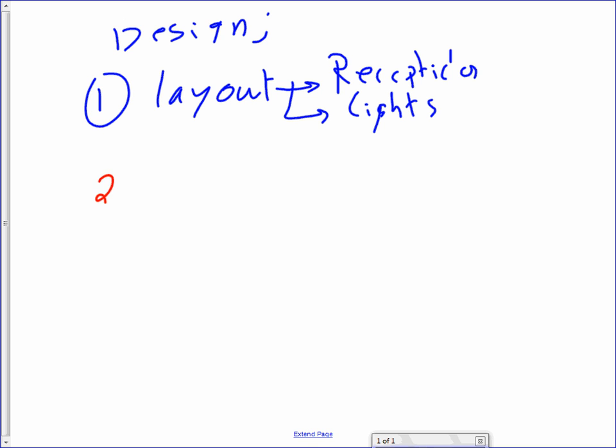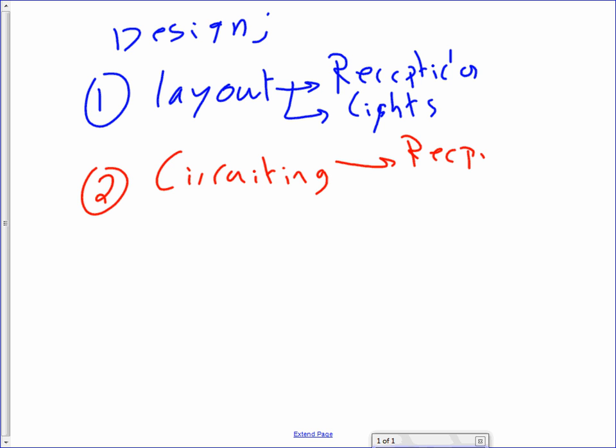Next, you need to do circuiting. Same thing. You need to circuit receptacles and you need to circuit lights. Okay, so we did the layout of the lights and receptacles. We need to circuit them, right? So that's basically what we do in any design system.